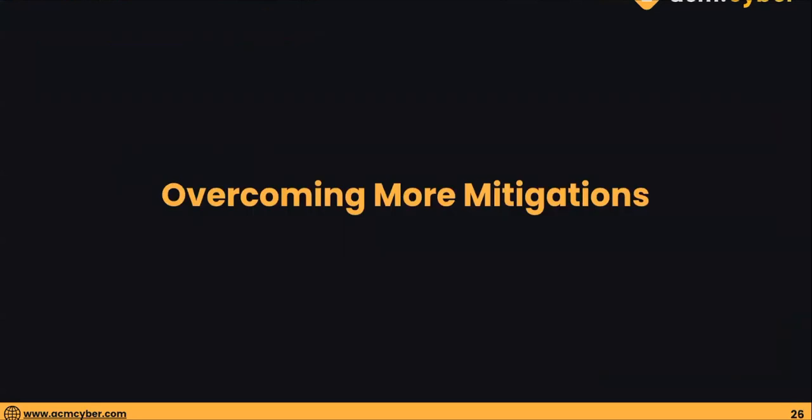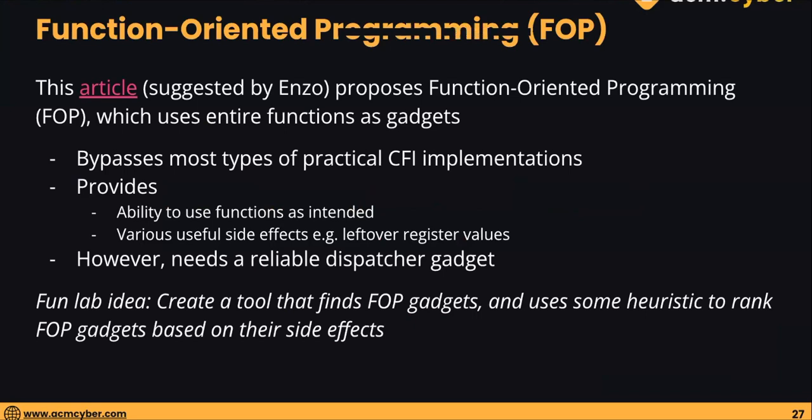Okay, but at the same time, it's possible to overcome these mitigations as well if we are creative enough. There's a technique called function-oriented programming, and Enzo gave me an article to read about it. It bypasses most practical CFI implementations, where CFI is control flow integrity. The reason is that it uses an entire function as a gadget. Using entire functions as gadgets can be good because, number one, we are able to use functions as intended, the entirety of a function.